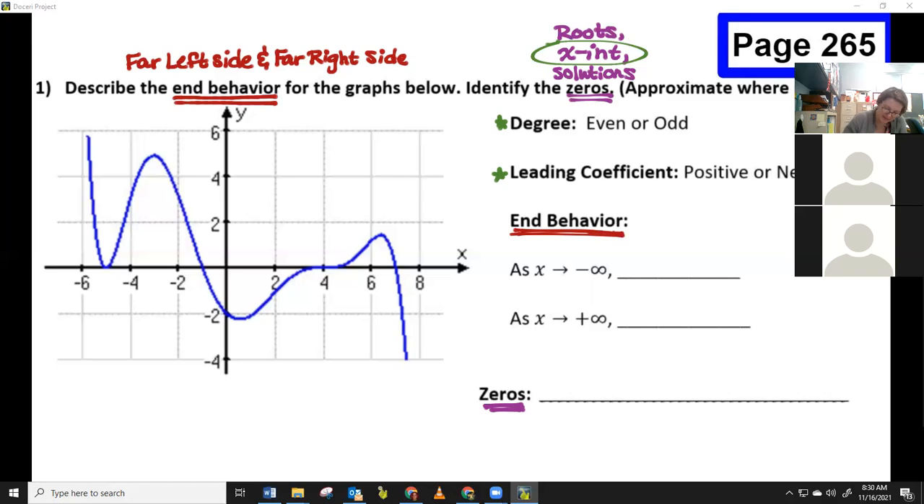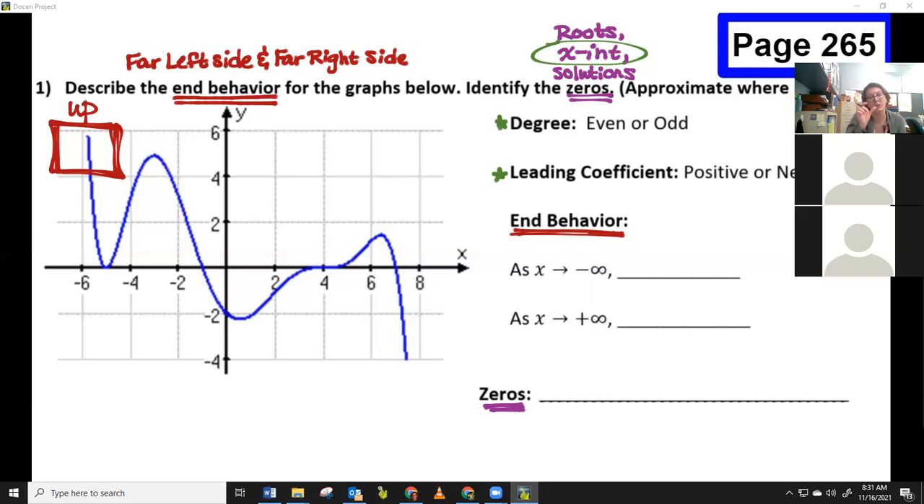Come over here and look at the left end of the graph. I'm looking right here. If I were to draw an arrow on the end of that graph, would that arrow be pointing up or down? Up. So over on the left side of my graph, we're pointing up.